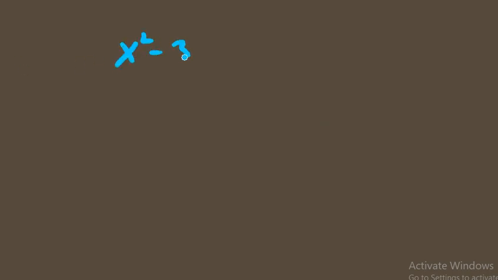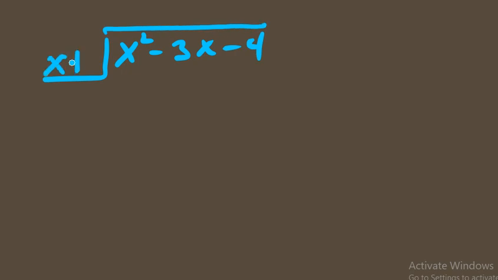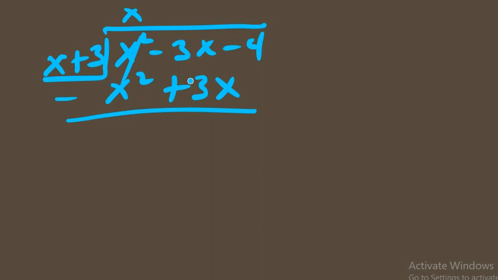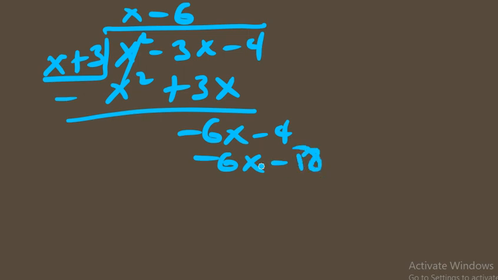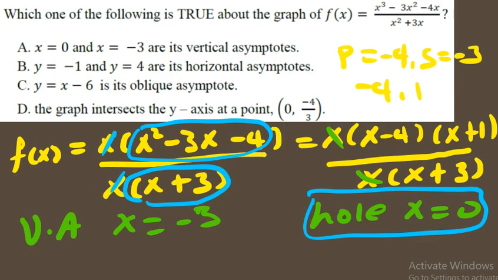X squared minus 3x minus 4. When you divide by x plus 3, how many times? x times. x times x squared, and plus 3x, subtract. When you subtract, this will be 0, cancelled, and negative 3 minus 3 will be negative 6x minus 4. Again, negative 6 times. Negative 6x minus 18. Actually, we don't need after this. x minus 6. So it has no horizontal asymptote, but it has an oblique asymptote. The oblique asymptote will be y is equal to x minus 6.